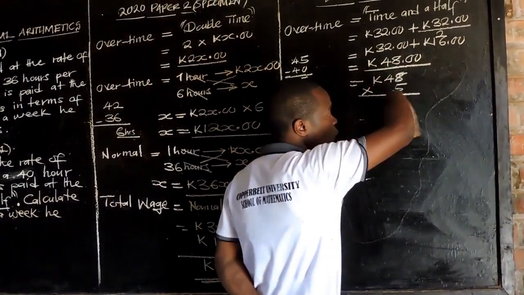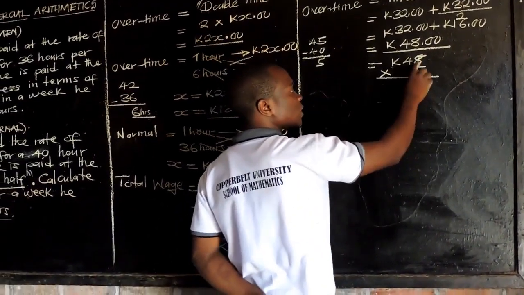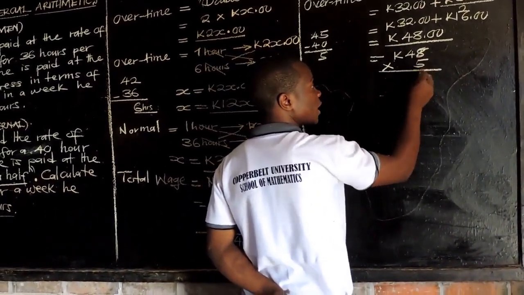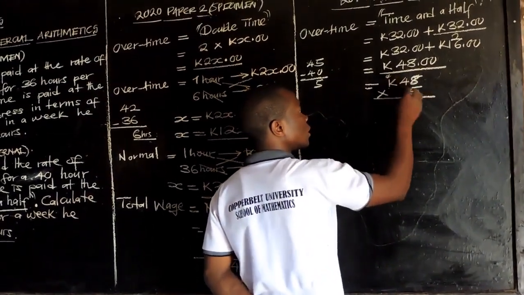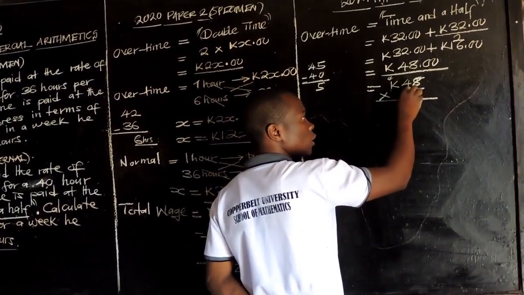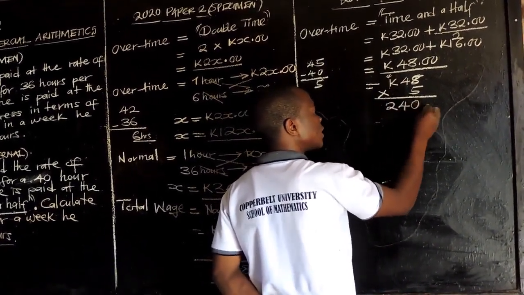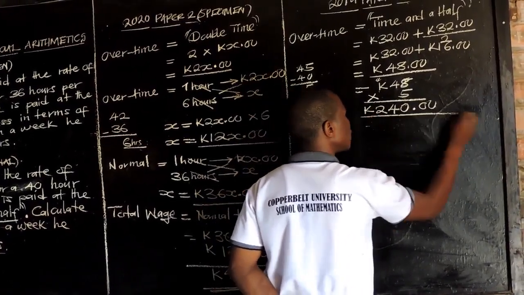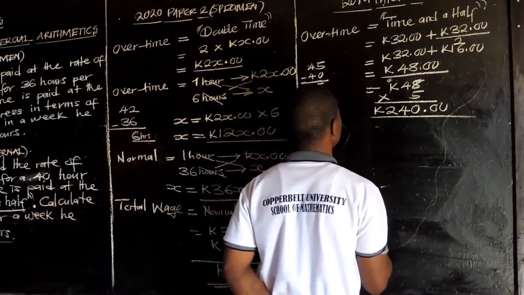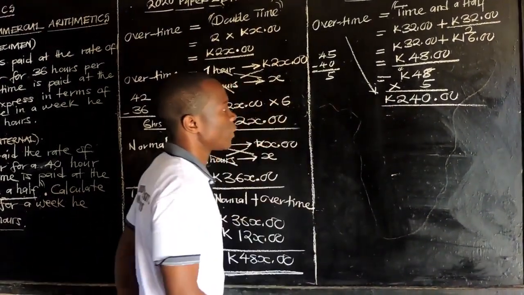Now he worked for 5 hours overtime, right? So we can move on and say 5 times 8 is 40, so write 0 and carry 4. Then 5 times 4, 20 plus 4, you get 24, which is 240. So 240 was his overtime. So his overtime is 240. Are we together?